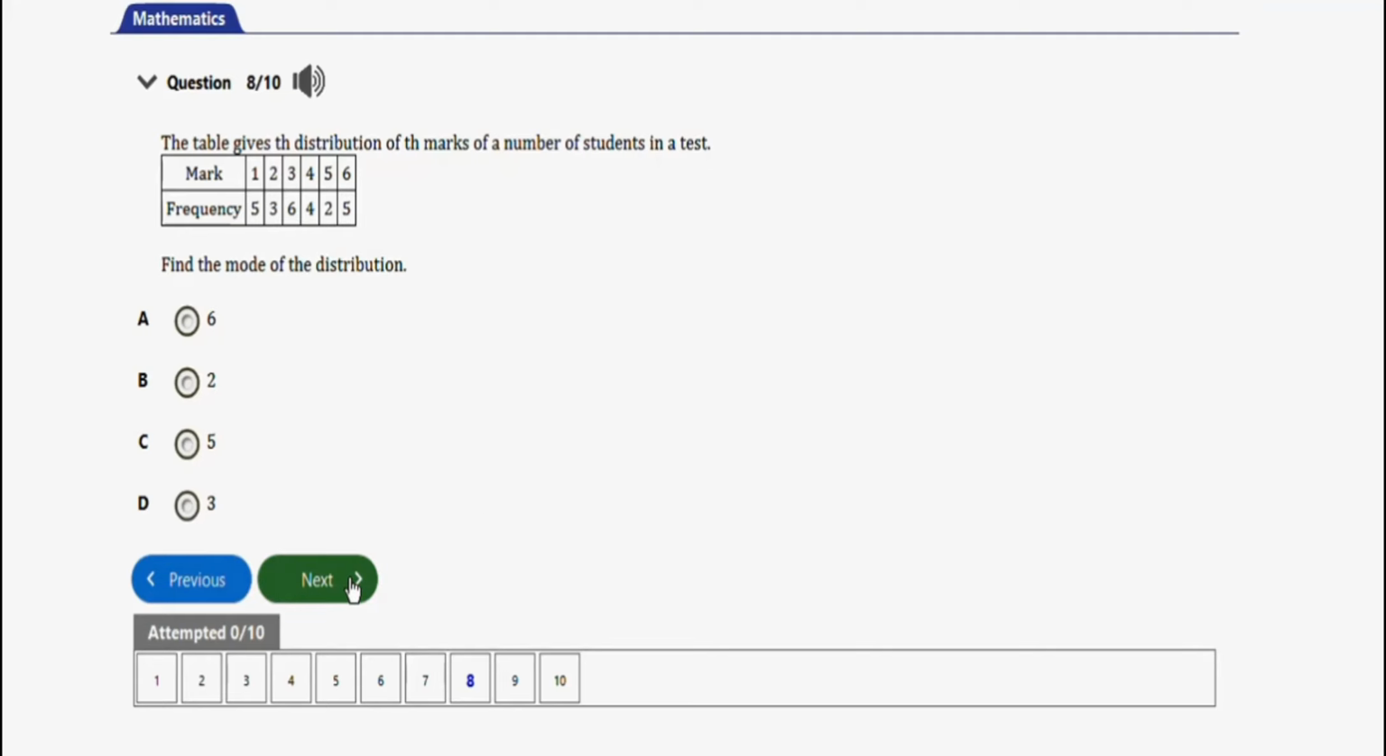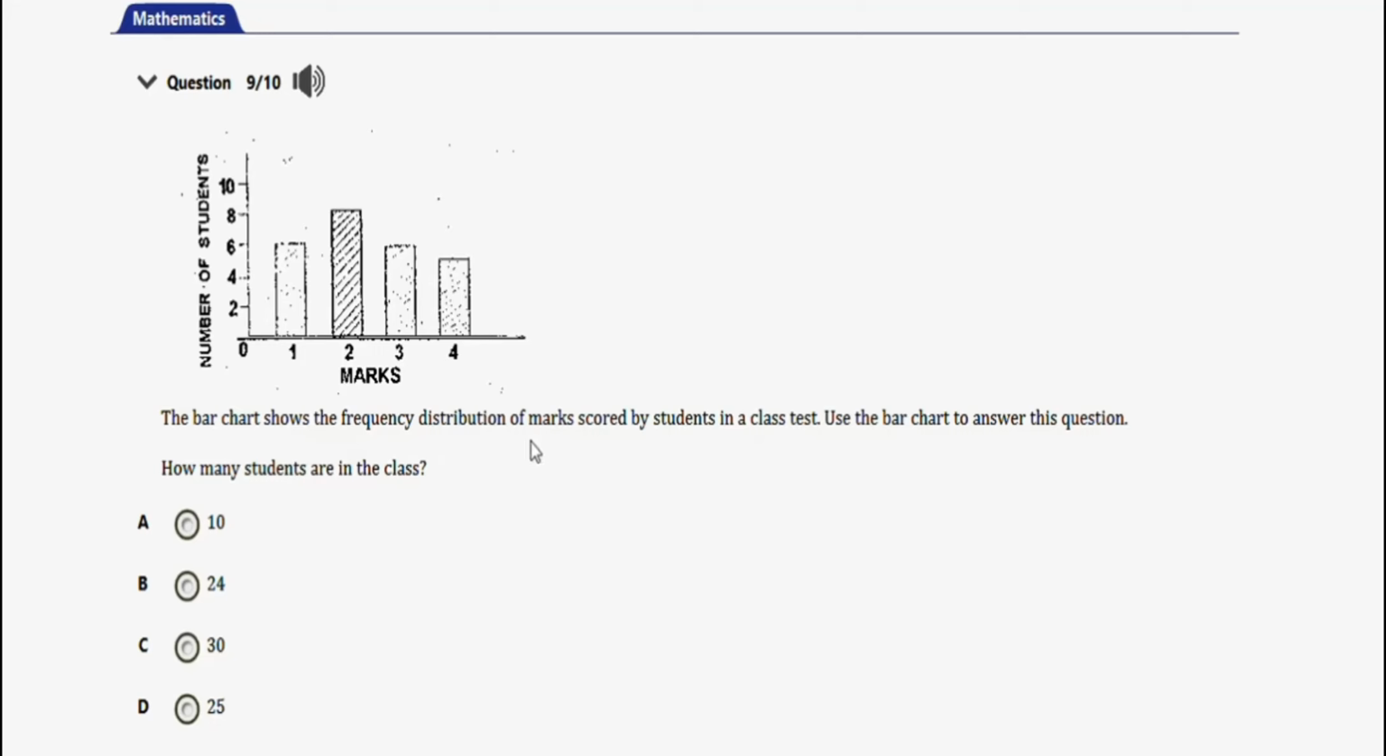The next question will be this one. It says the bar chart shows the frequency distribution of marks scored by students in a class test. Use the bar chart to answer this question. How many students are in the class? So this is the marks, this is the number of students. So Mark 1 has 6 students. Mark 2 has 8 students. Mark 3 has 6 students as well. Mark 4 has 5 students. So when you trace it is 5. So from here we can deduce that number of students in the class would be 6 plus 8, that's 14. 14 plus 6, 20. 20 plus 5, 25. So the right option is option D. So that's it for this question.